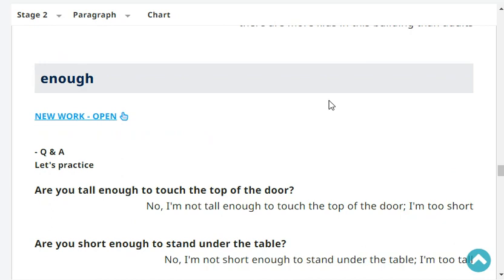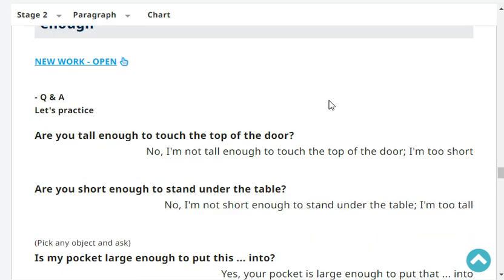Are you tall enough to touch the top of the door? No, I'm not tall enough to touch the top of the door. I'm too short. Are you short enough to stand under the table? No, I'm not short enough to stand under the table. I'm too tall.